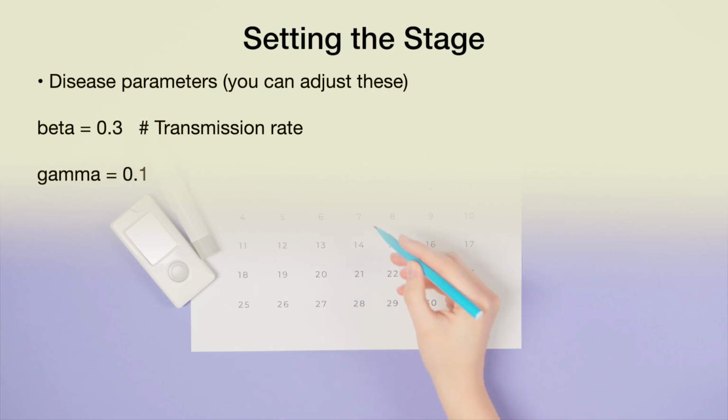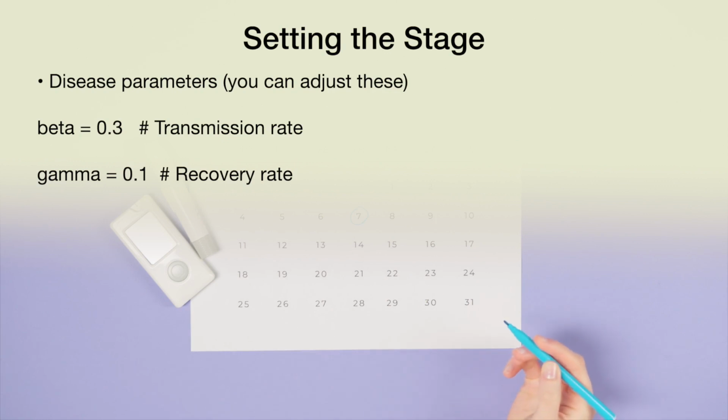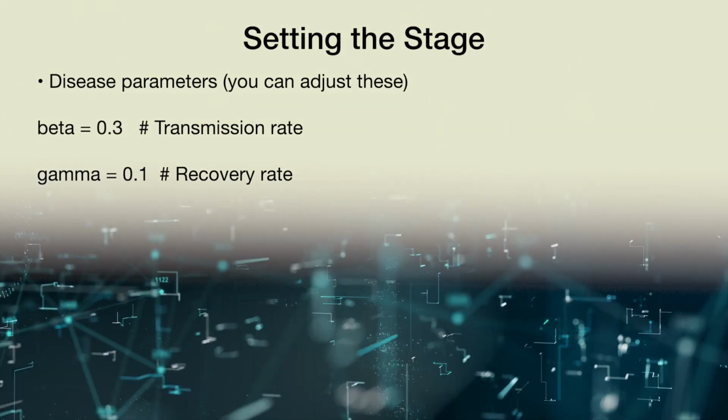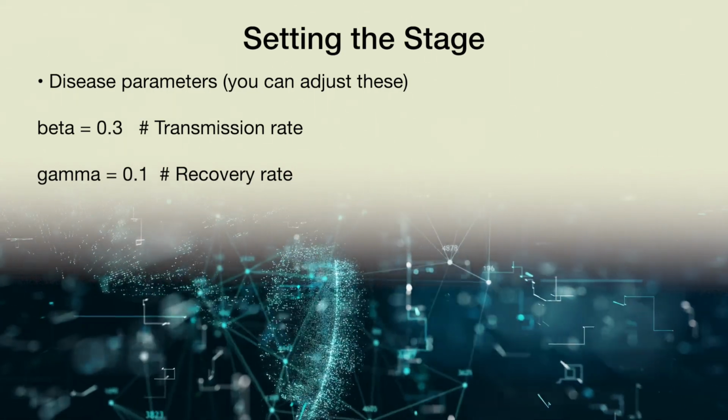Now we are going to give disease parameters. You can adjust as per your convenience. So we have given beta is equal to 0.3 and gamma is equal to 0.1. Beta was the transmission rate, gamma was the recovery rate.